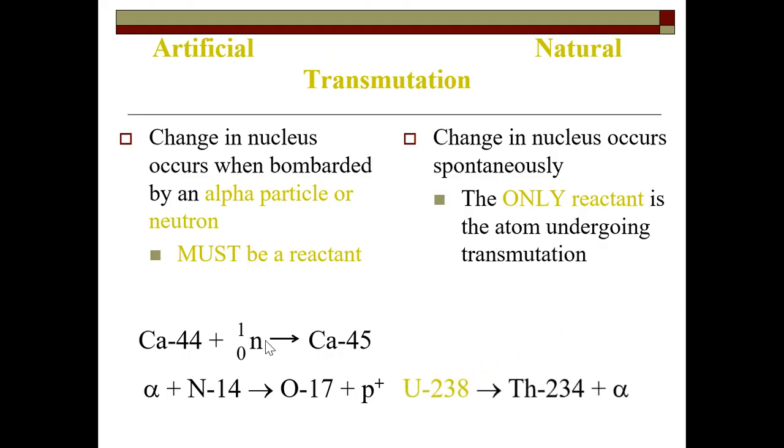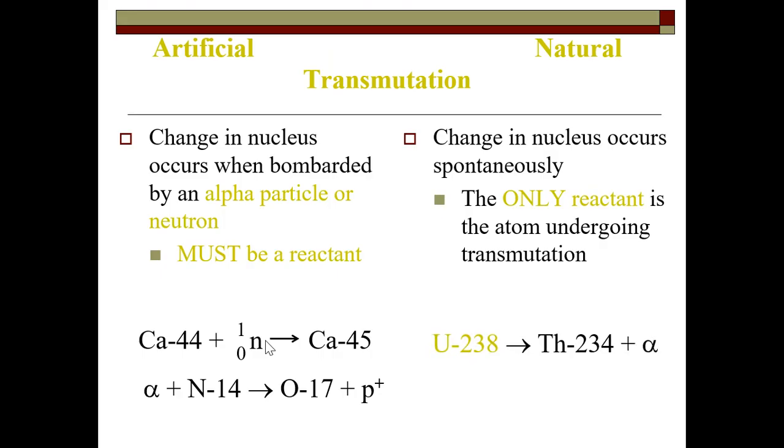An example might be uranium-238, which is unstable, naturally becoming thorium-234 and releasing an alpha particle. That would be an example of a natural transmutation. So the difference: natural is an unstable nucleus that breaks down and changes because it needs to become more stable, versus artificial, where it's on the fringe of being unstable, but when it's initiated by adding an alpha particle or a neutron, the nucleus becomes even more unstable and then will break down into some other atom.